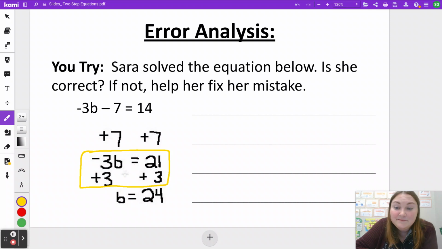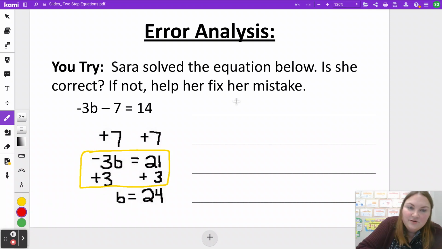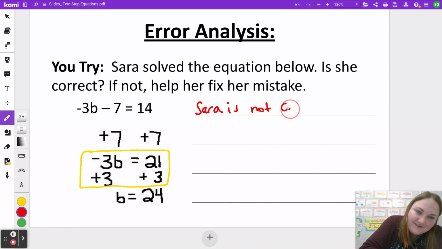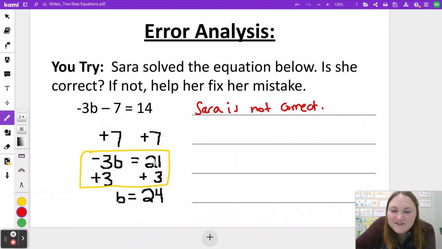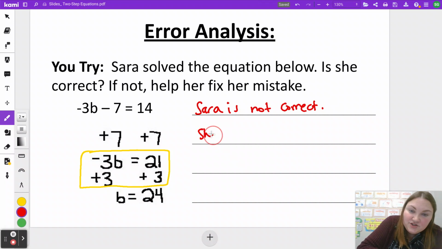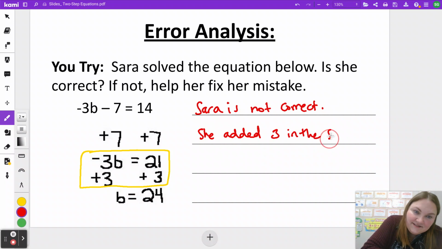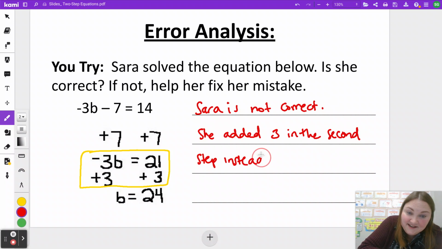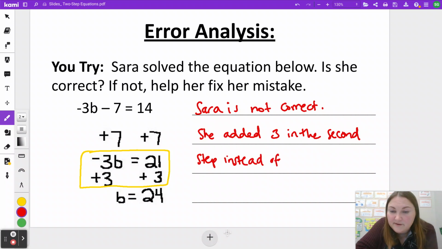Negative 3b means multiplication, and so we are always doing the opposite. The opposite isn't going to be addition. The opposite would be division. So is she correct? We could say Sarah is not correct. When I'm describing what's wrong, it can help to include what she did sometimes. So we could say she added 3 in the second step instead of dividing.